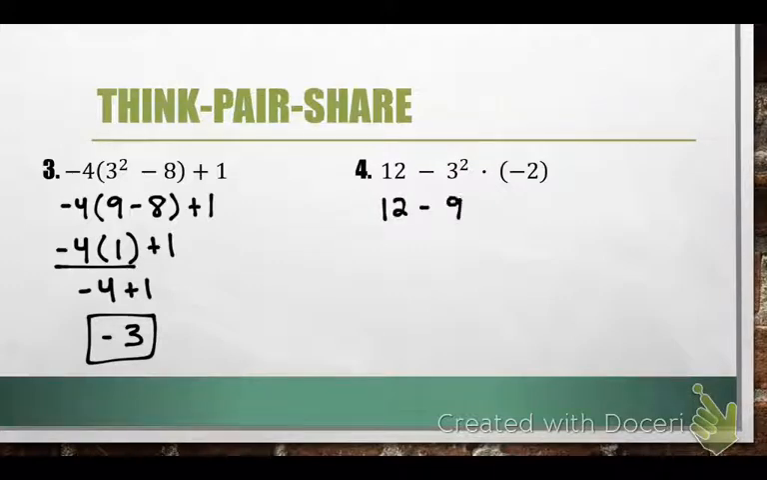12 minus 9 times -2. What should I do first? Subtraction or multiplication? Multiplication. Okay, according to PEMDAS, it tells us we have to do multiplication first. What is 9 times -2? 18. -18. There's one negative, so we have to keep the negative.